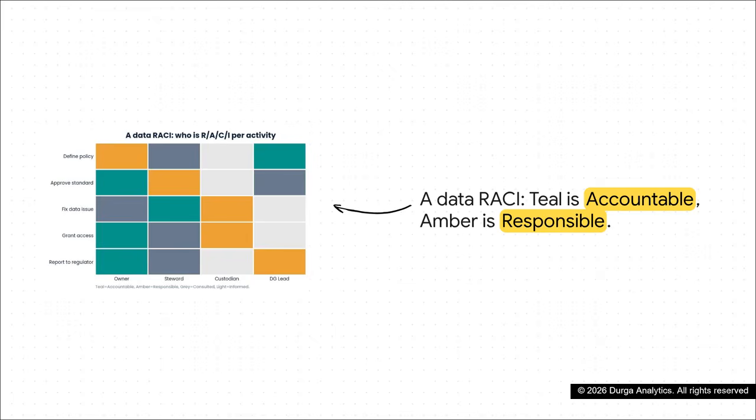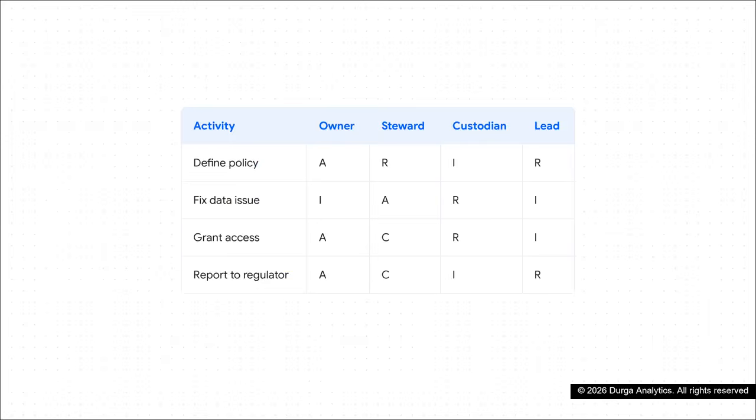Not 0, not 2, exactly 1. The amber cells, meanwhile, show us who is responsible for the heavy lifting. Let's break down this super realistic slice of a banking RACI. Look at the very first row for a second. Defining a policy. The owner is accountable, right? But the steward and the governance lead actually share the responsibility of writing the thing.